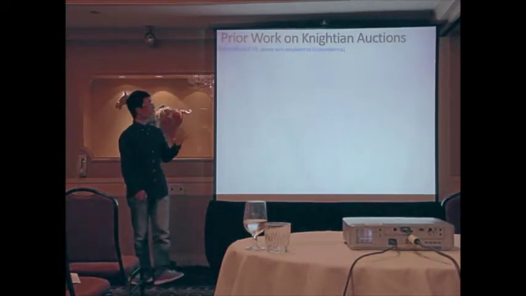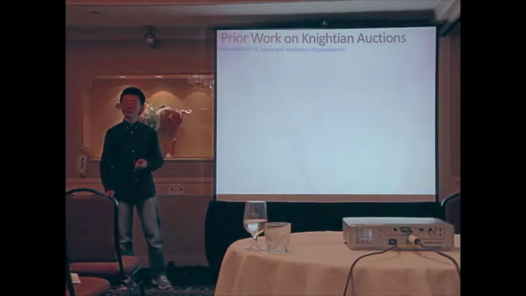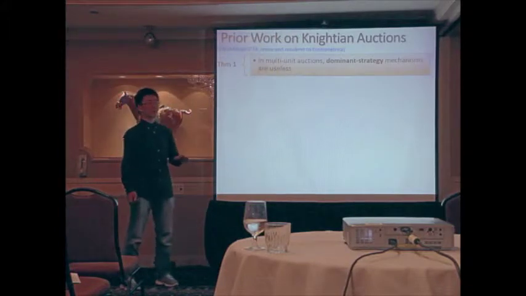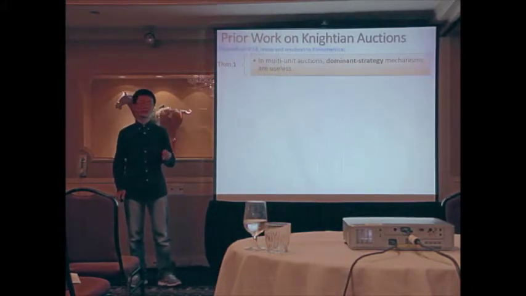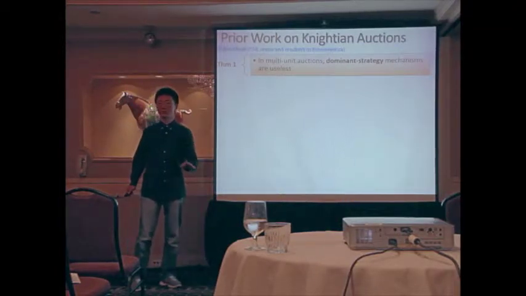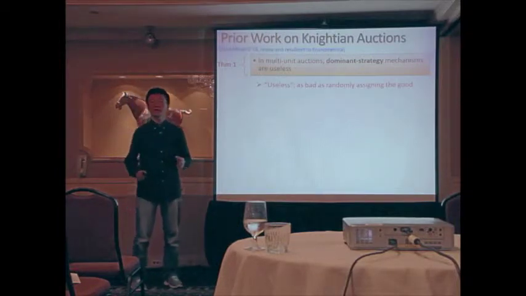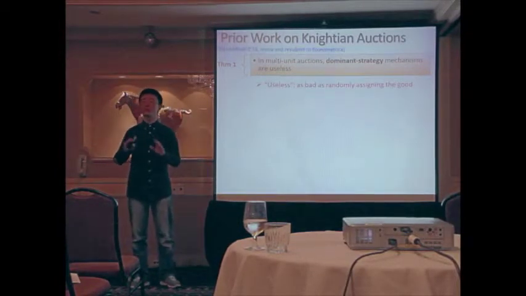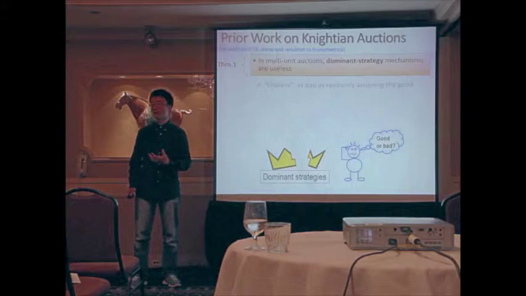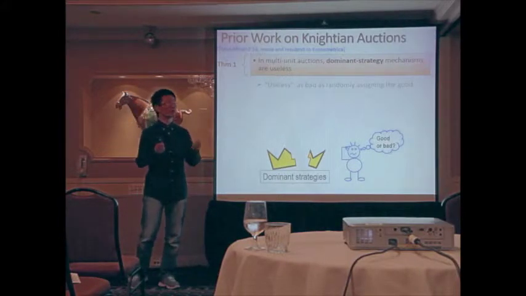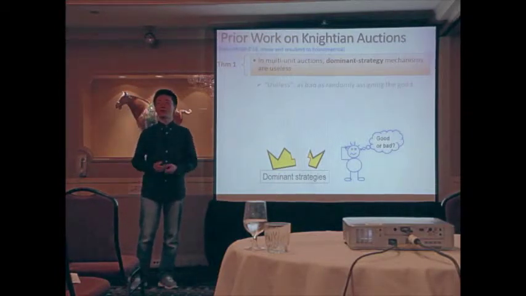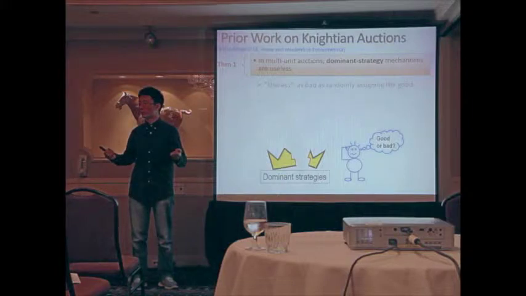So in fact, with the same co-authors, we initiated this line of work in our previous paper and proved the following three theorems. Theorem 1. We showed that in a setting as simple as a single-good or multi-unit auction, dominant strategy mechanisms are useless. By useless, I mean they're really as bad as just randomly assigning the good to the players without even reading the input. This is really pretty bad, but I personally view this as a great opportunity. Because if our best friend, dominant strategy, is gone for this Knightian auction, that means we should start to build new tools and look at other solution concepts.